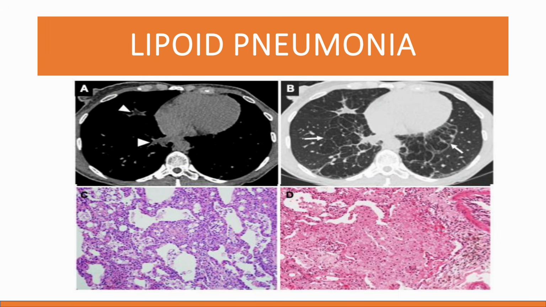Coming to lipoid pneumonia, the appearance here is of a middle lobe and lower lobe irregular presentation. So you can see how there are irregular architectural distortion and septal thickening. So this septal thickening and irregular distortion is characteristic in lipoid pneumonia, and usually lipoid pneumonia has vacuolation on histopathology.